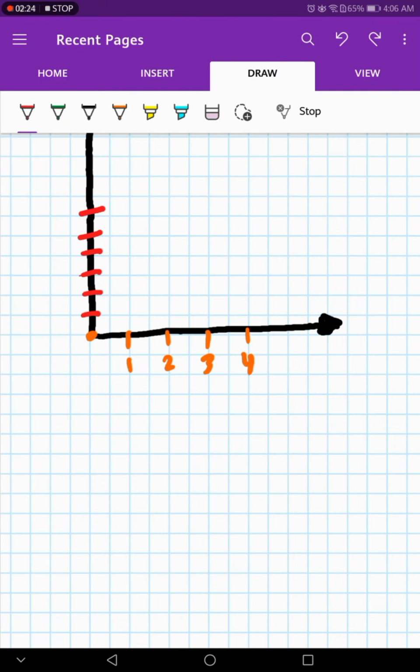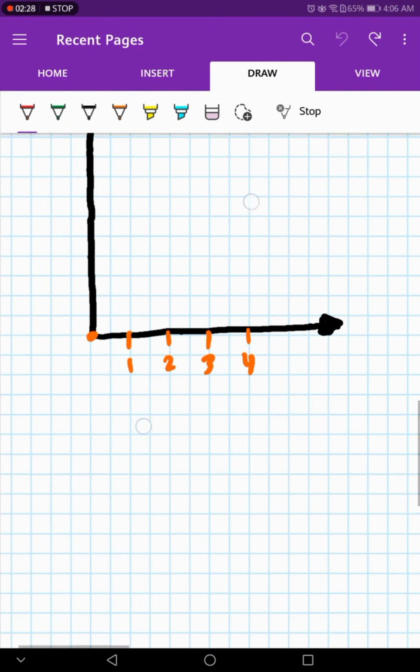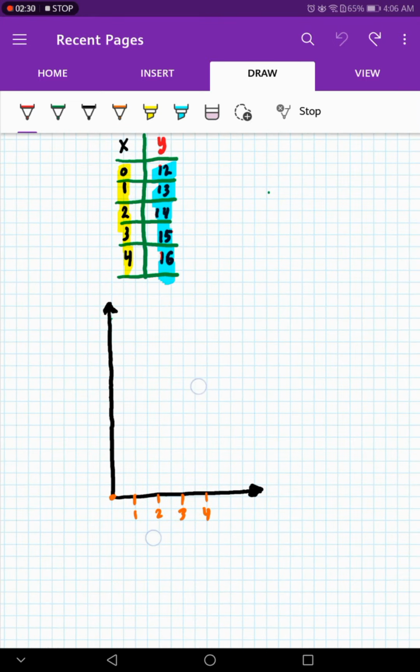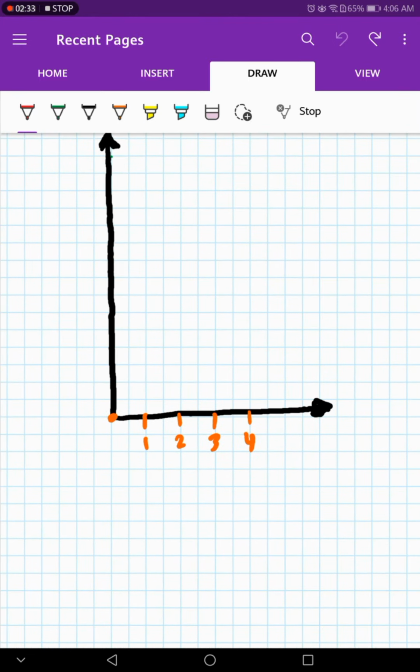So what do I have to do, teacher? Okay, let me tell you something. You can start from 12 to 16. Let us start: this is 12, this is 13, this is 14, this is 15, and this is 16, my dear student. Okay, now let us start.